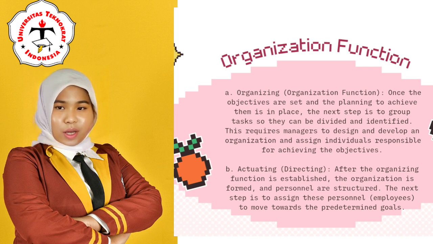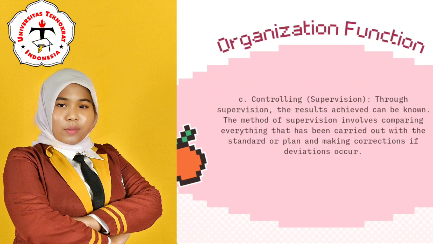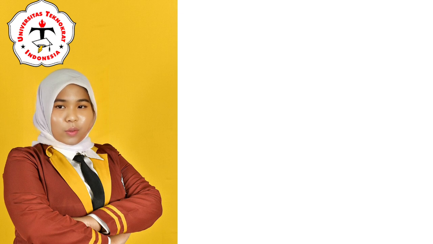3. Actuating, directing. Once the organizing function is established, the organization is formed, and personnel are assigned, the next step is to assign this personnel, employees, to move towards the set goals. 4. Controlling, supervision. Through supervision, the results achieved can be known. The method carried out in supervision involves comparing everything that has been executed with the standard or plan and making corrections if deviations occur.